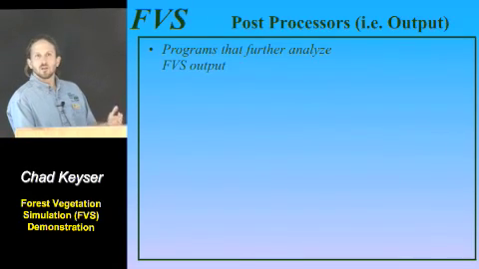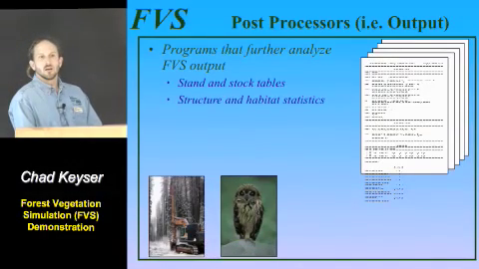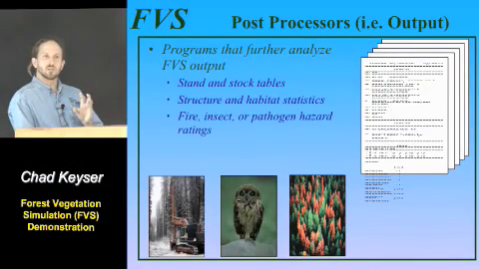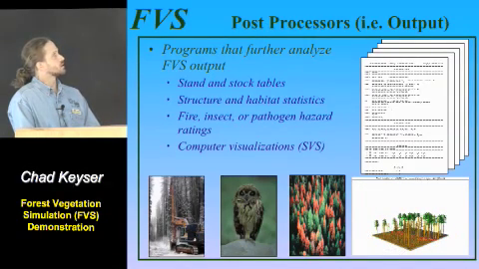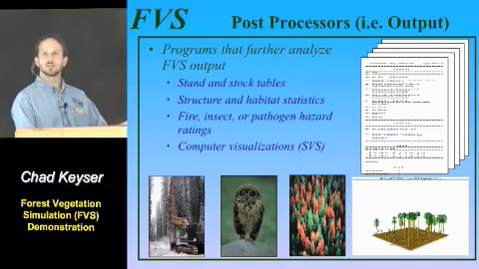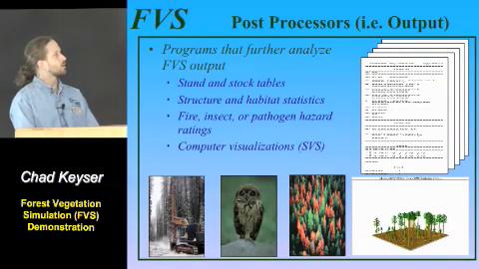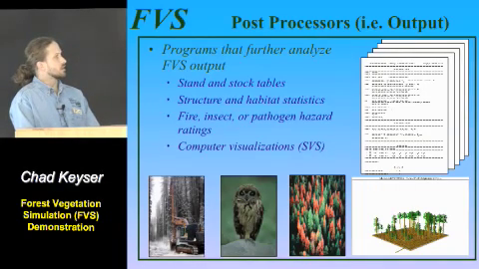If I skip over the growth and yield model for a minute and go to the other side of things, let's talk about post-processors. And like I said before, these are programs that further analyze FVS output. And you can get things such as stand and stock tables, structure and habitat indices, hazard ratings for both insects, pathogens, as well as fire. And probably the most popular one that you're seeing in the lower right of this screen are computer visualizations using the SVS, which stands for Stand Visualization Software Program.